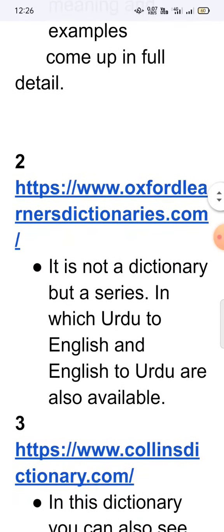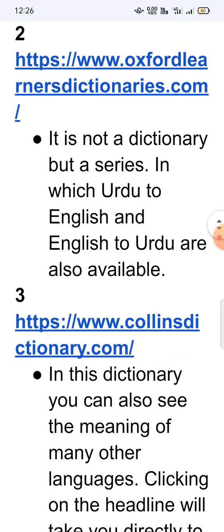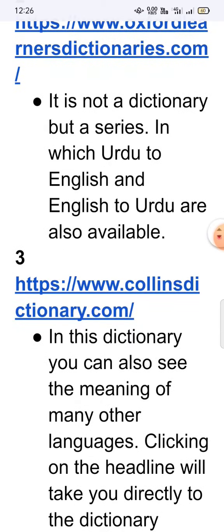Second one is oxfordlearnerdictionary.com. This is basically not a dictionary, but it is a series in which you can find Urdu to English or English to Urdu and from any other language to English.